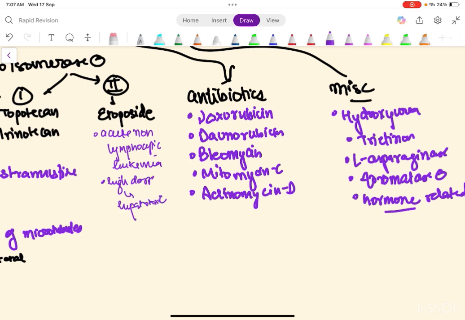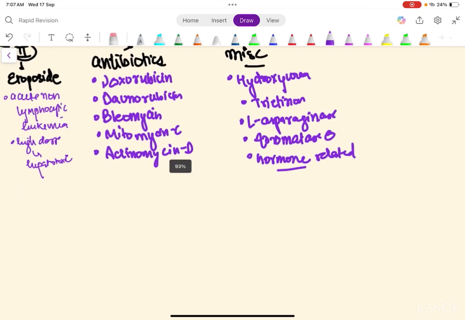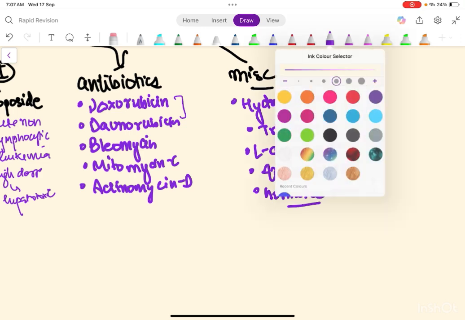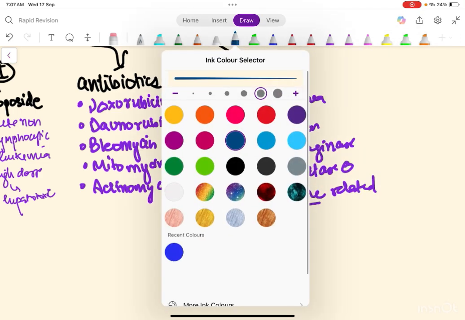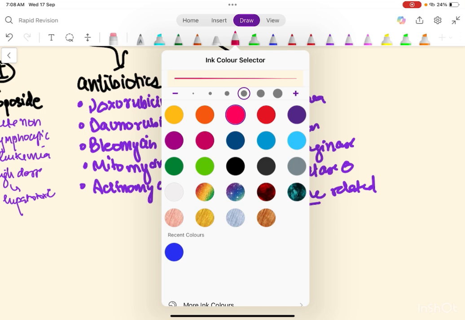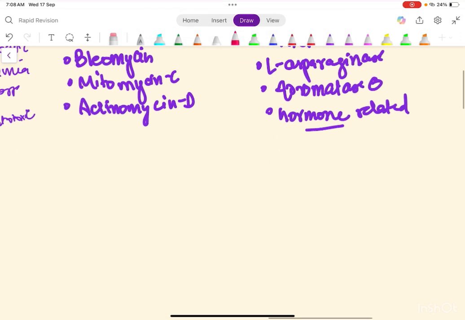Then coming on to the antibiotics. So these both are used in acute leukemia. So we'll just understand a few things about them.